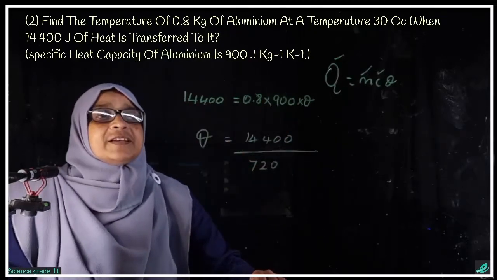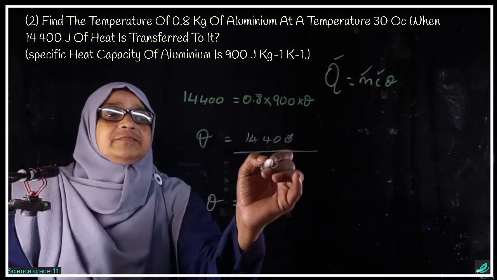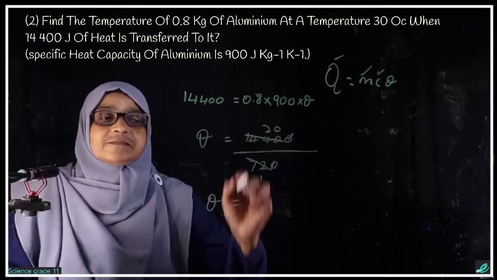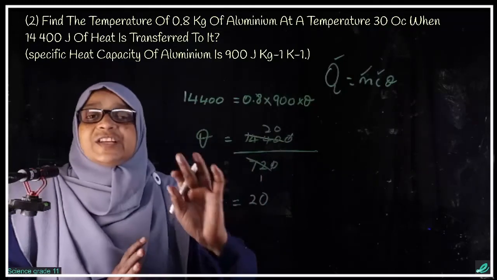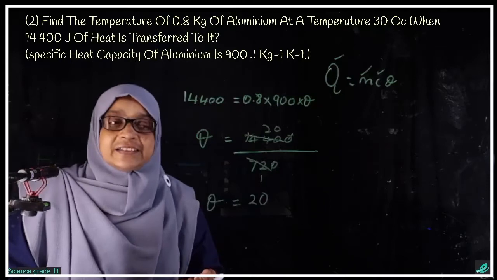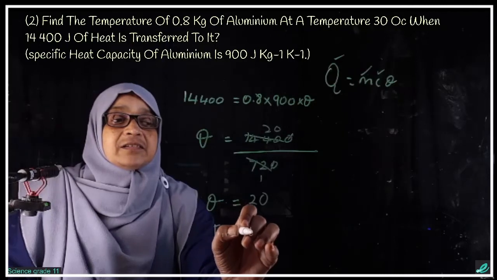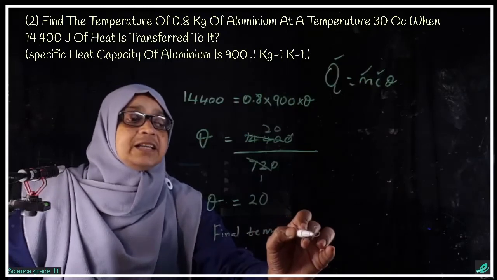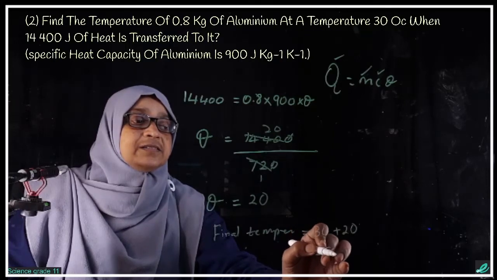Okay, then the temperature difference is 20. Then what is the initial temperature? That is given, 30 degrees Celsius. So the final temperature is 30 and 20, which is 50 degrees.